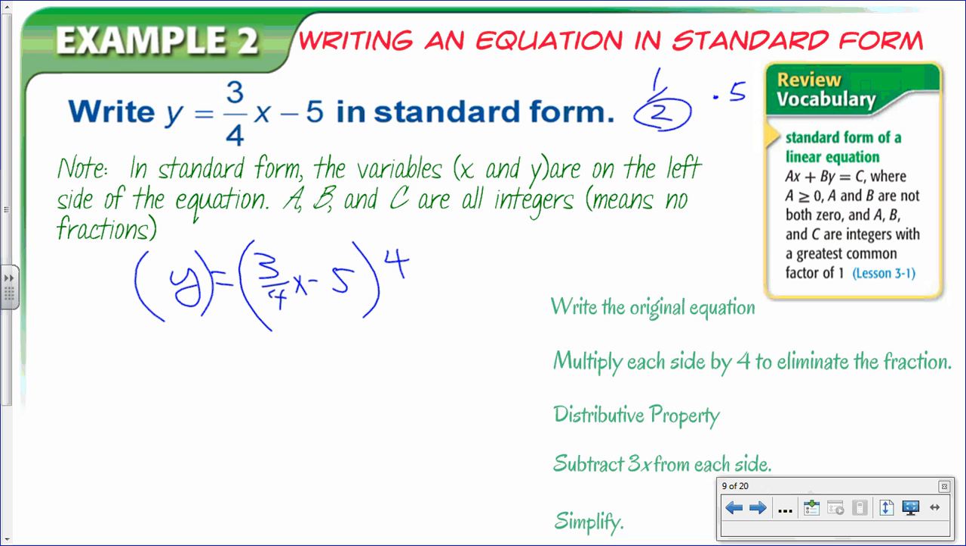Now, rules of equality tell me if I do something to one side, I got to do the same thing on the other side, right? Because I got to keep it balanced. Okay? So I got to multiply that side by 4 also.